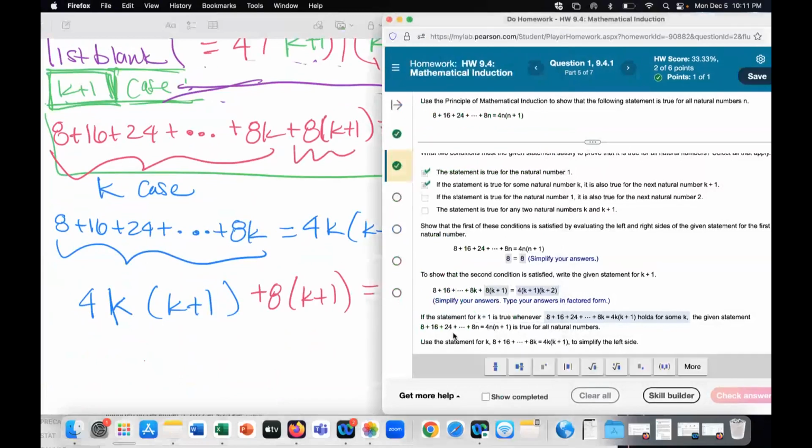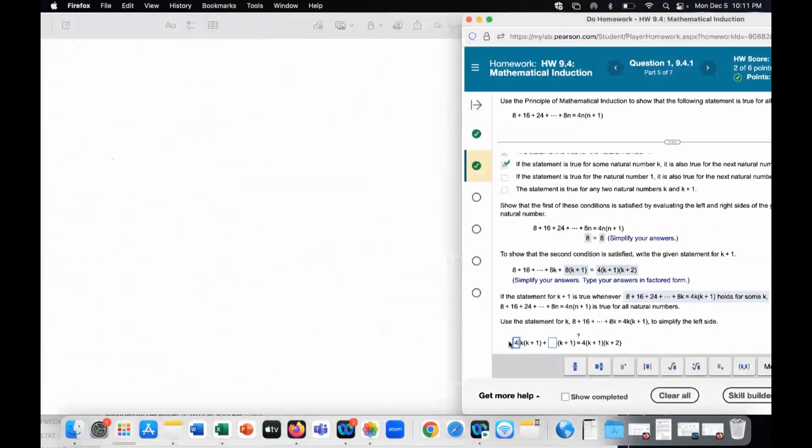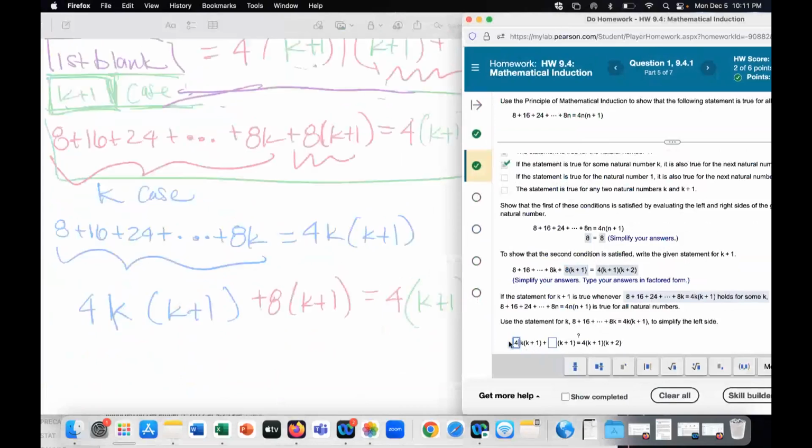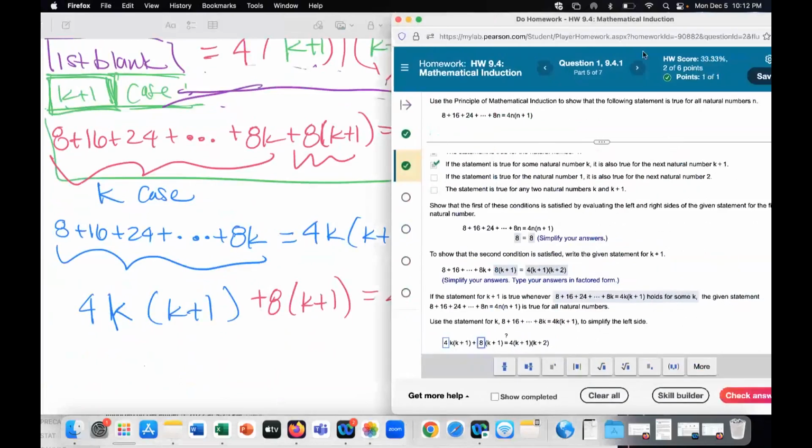So that's all we're doing. Do you see how we have 4? Be careful and make that what you want. That's why I like to do it myself and then match it up. So you're going to put a 4 here because it's 4 times K plus 1. And then here it's going to be plus 8 times K plus 1. So you're going to fill those in and check your answer there.